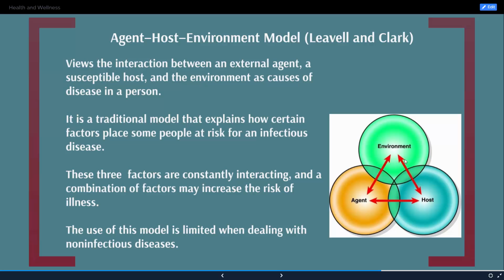So basically, there are environmental factors that are going to affect whatever's causing the problem and the host, and then you have the transmission between the agent and the host. So this looks at the three things interacting with one another in order to identify when patients will be at risk for those problems.